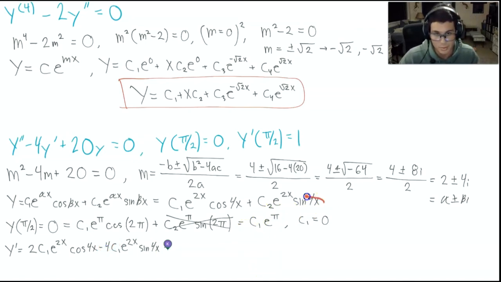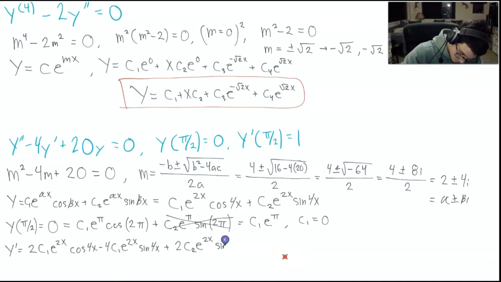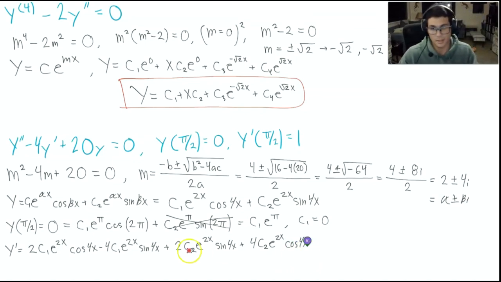Okay, and the same process follows for this one. So it would be 2c2 e to the 2x sine 4x plus, no, not 2, plus 4c2 e to the 2x cosine 4x. Okay, now if we apply our initial conditions, y prime of 0, no, it's y prime of pi over 2. So if we insert pi over 2 wherever we see x, it should apparently equal 1. So let's see what happens.